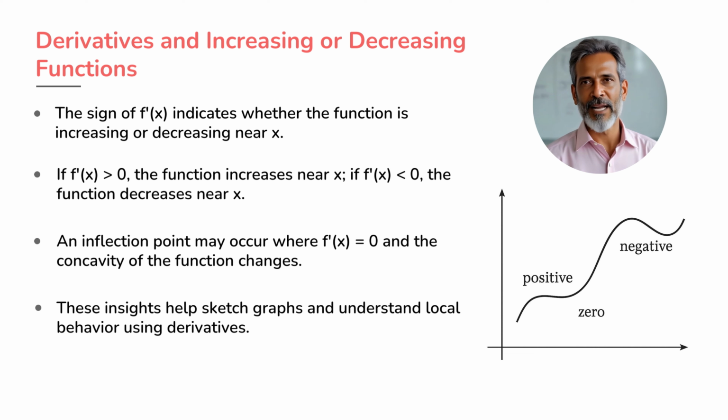Think of it like hiking on a mountain. When you're going uphill, derivative is positive. Downhill, derivative is negative. And when you reach the top or bottom, the derivative hits 0. That's the beauty of derivatives. They map the mood of your function.